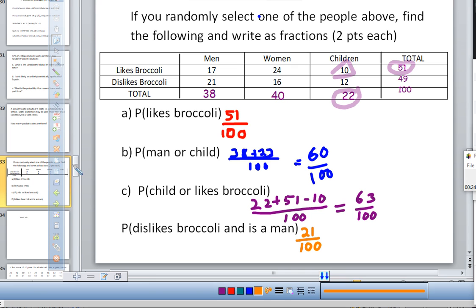Yes. Professor Young, can you explain the last part again? Yes. So they dislike broccoli and they're a man. So they're a man who dislikes broccoli. That's this group right here, 21. Oh, okay. Yeah. Just dislikes, okay. Yeah. I didn't read it correctly.